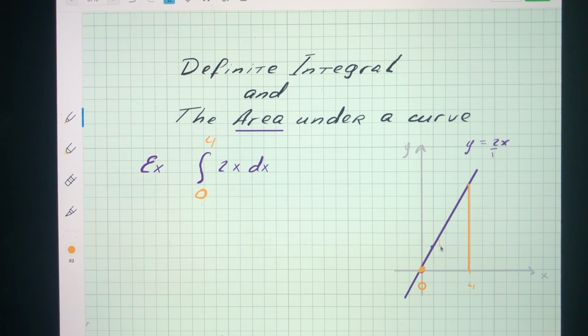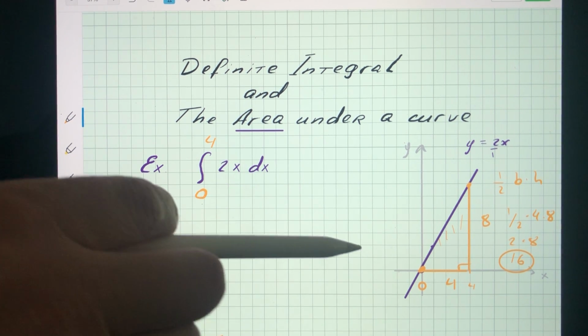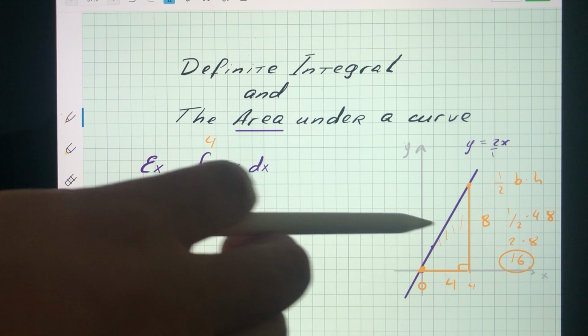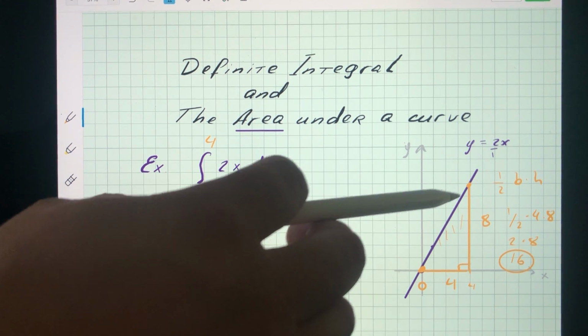Well, that happens to be the area of a triangle. What is the area of a triangle which has the base of 4 units and the height being twice as much, which is 8? Well, that would be 1/2 of the base times height, which is 1/2 of the base, which is 4, times the height, which is 8. Half of 4 is 2, and 2 times 8 is 16. So geometrically, we already know the answer. The integral is going to be 16 because that's the area underneath our curve.